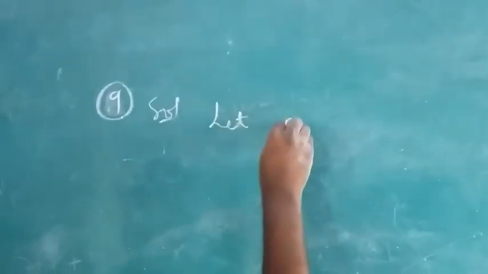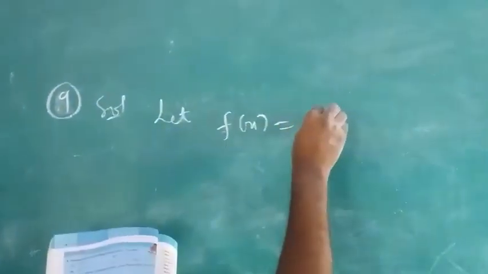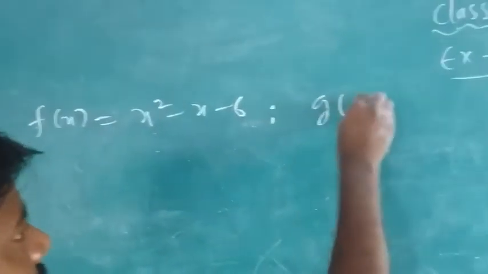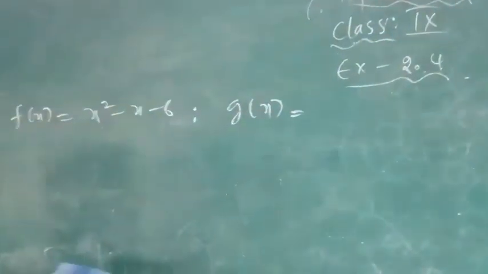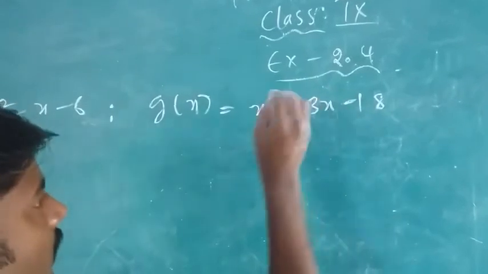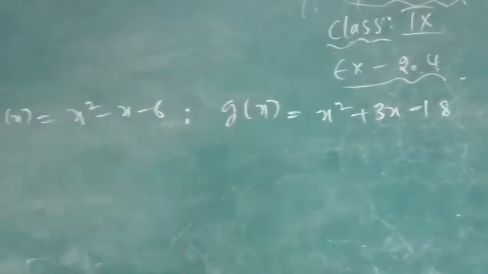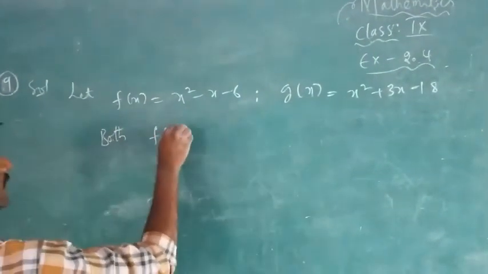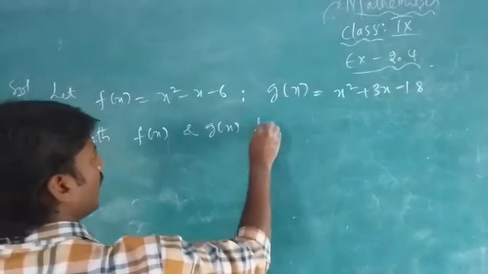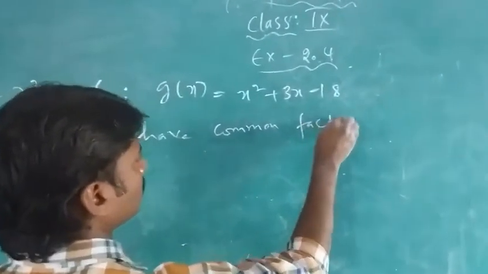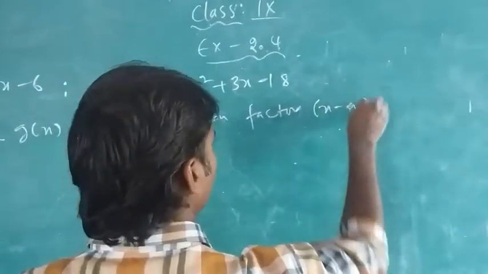Children, here we have two polynomials, so let us do one thing. Let us take the first one as f of x, that is x square minus x minus 6, and the next one as g of x, x square plus 3x minus 18. It is not given in the question, so we can name them. Both polynomials f of x and g of x have a common factor, that is x minus a.